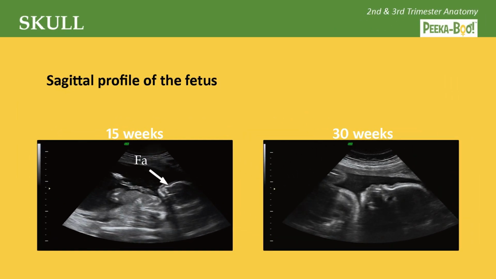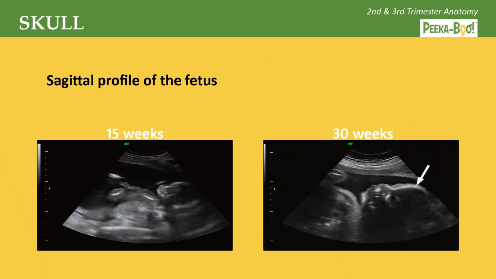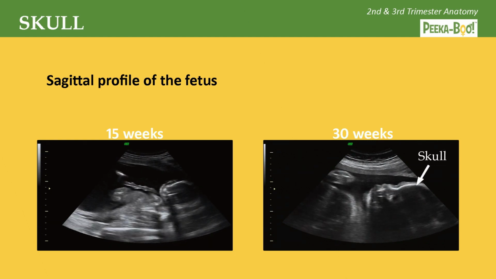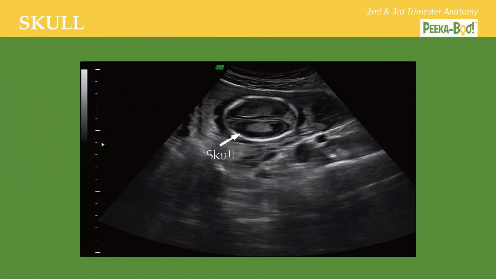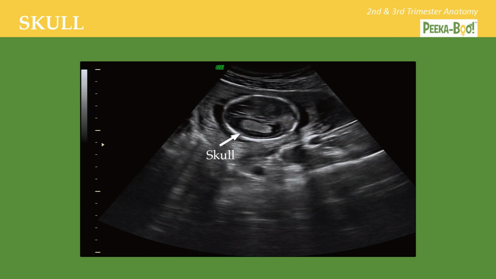This is a sagittal profile of the fetus. Because the skull is bone, it will appear white. Here we can see the face and a skull. This picture shows the skull in transverse. The skull is oval on cross-section.